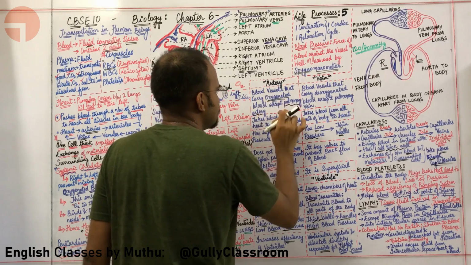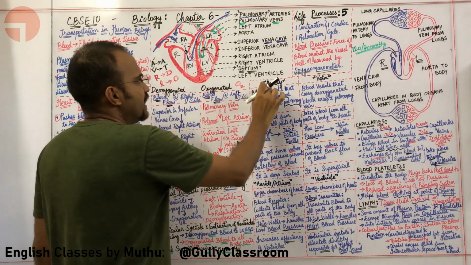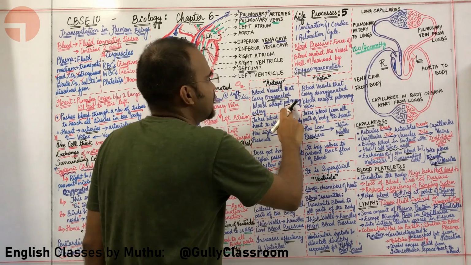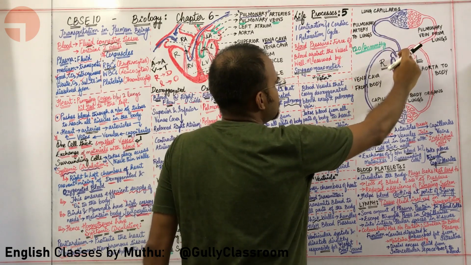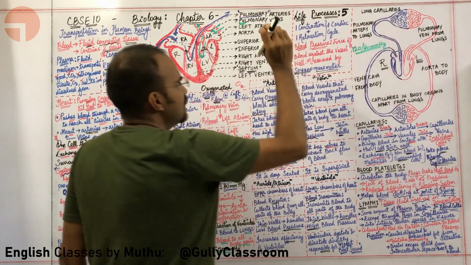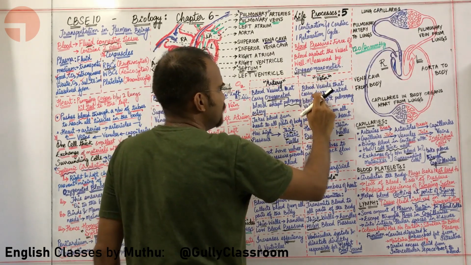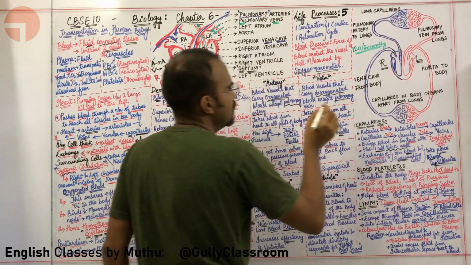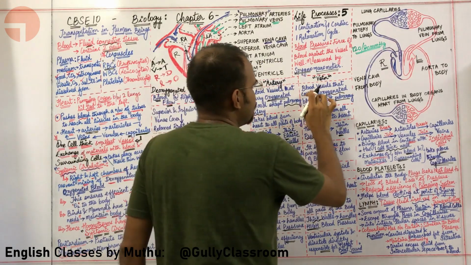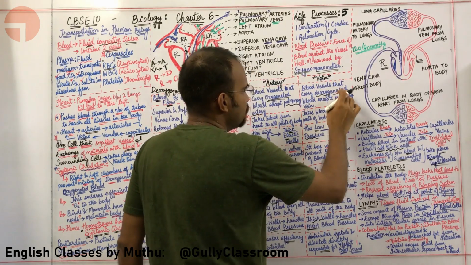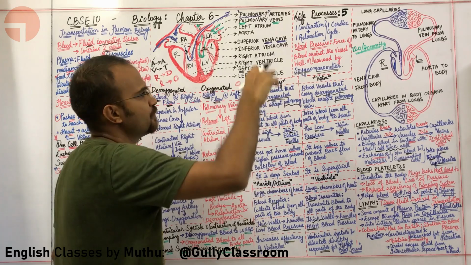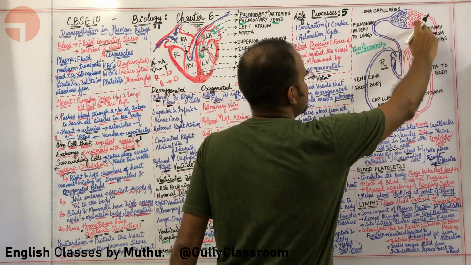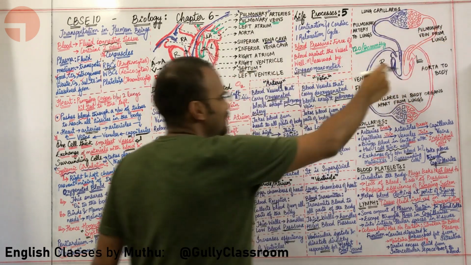Blood vessels that carry oxygenated blood, except the pulmonary artery. Artery means blood vessels which are carrying oxygenated blood except the pulmonary artery. Why, sir? The pulmonary artery is carrying deoxygenated blood from the heart to the lungs for oxygenation. What about veins, sir? Veins are blood vessels that carry deoxygenated blood from the rest of the body, except the pulmonary vein. The pulmonary vein alone is carrying oxygenated blood from the lungs.